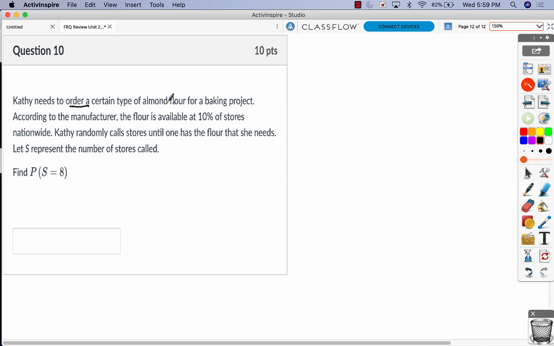Okay, she needs to order a certain almond flour. 10% of stores have them. She's going to randomly call stores until one has the flour she needs. So S is the number of stores. Kathy's going to keep calling until she gets it. So what this means is that the 8th store is the first to have the flour. So this is called a geometric.